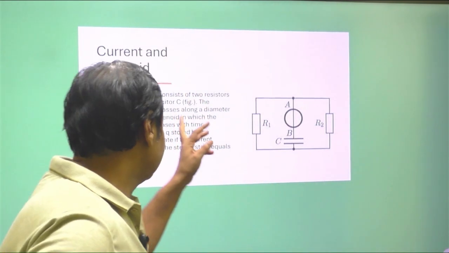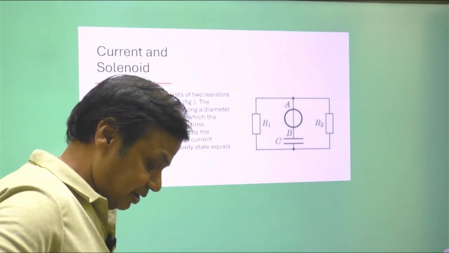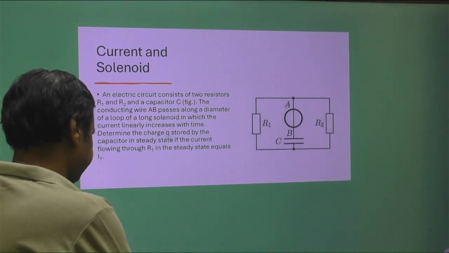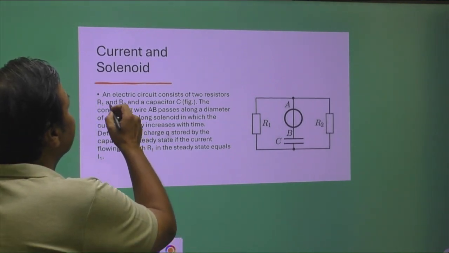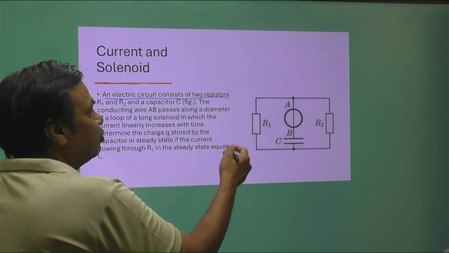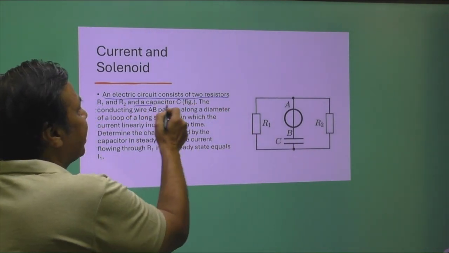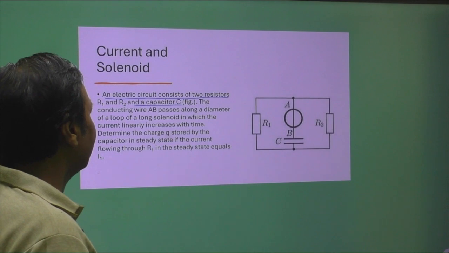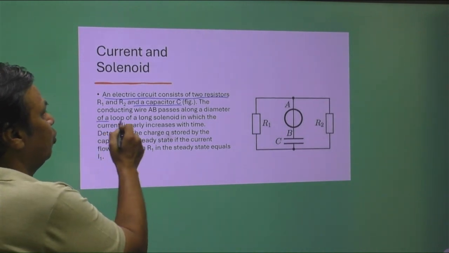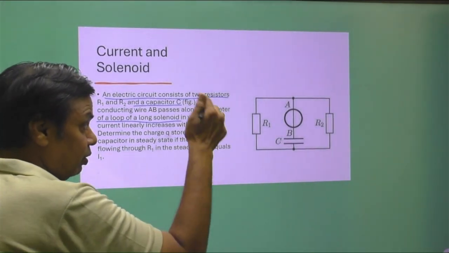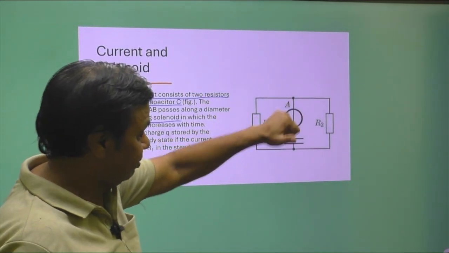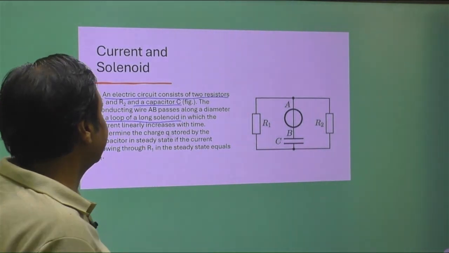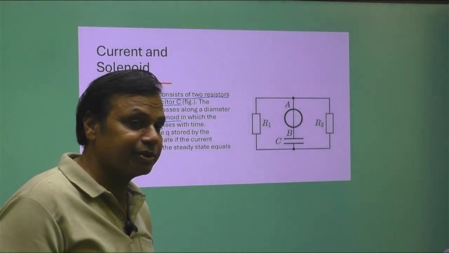If you can see it clearly on your screen, an electric circuit consists of two resistors R1 and R2 and a capacitor C. The conducting wire AB passes along a diameter of a loop of a long solenoid, perpendicular to the plane of the circuit in this picture, in which the current linearly increases with time. The dI by dt equals k.